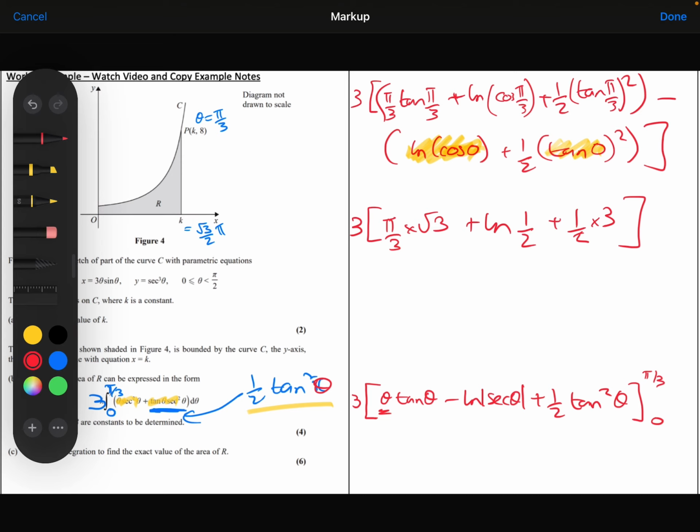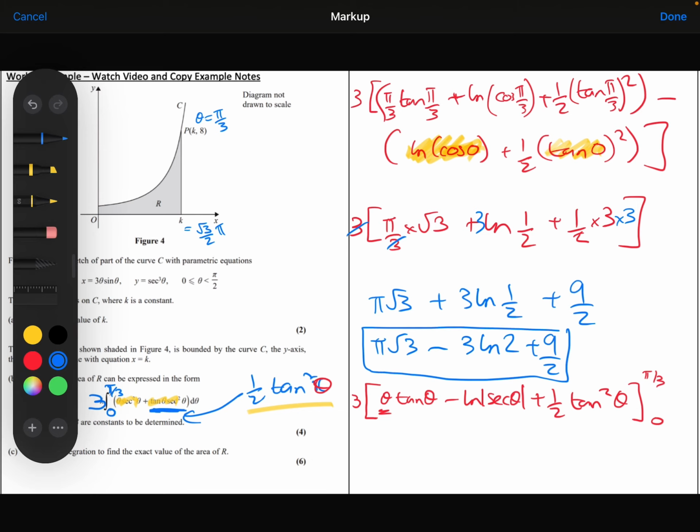And finally, we can tidy this up then. So multiplying through by 3, that's going to cancel that. We'll have a 3 here, and that's going to be a 9 there now. And so my final answer is going to be pi root 3 plus 3 ln 1/2 plus 9 over 2. And actually, I could simplify that a tiny bit more, because ln 1/2 I know is minus ln 2. So let me rewrite that then. And so we'll have pi root 3 minus 3 ln 2 plus 9 over 2. And we're done.